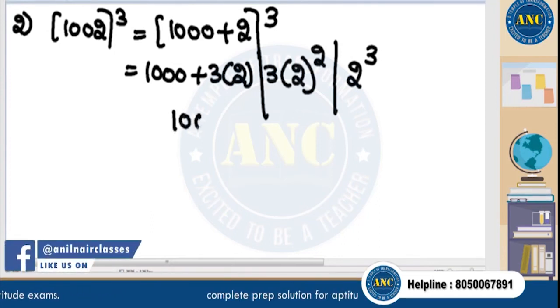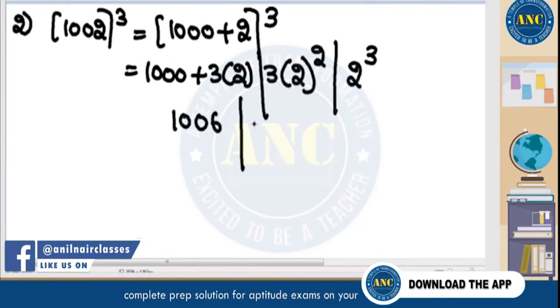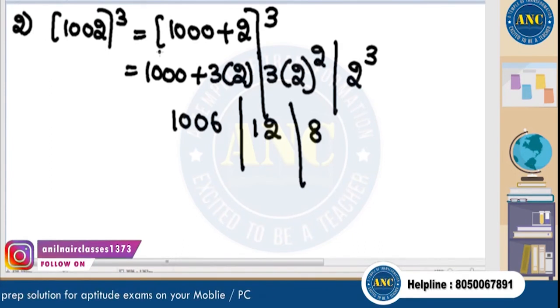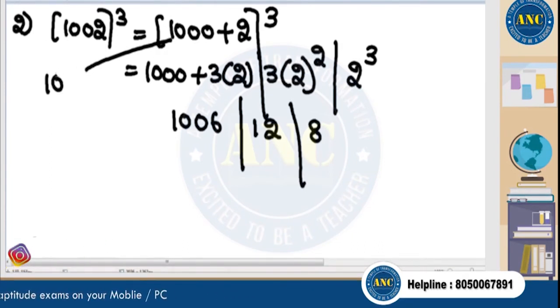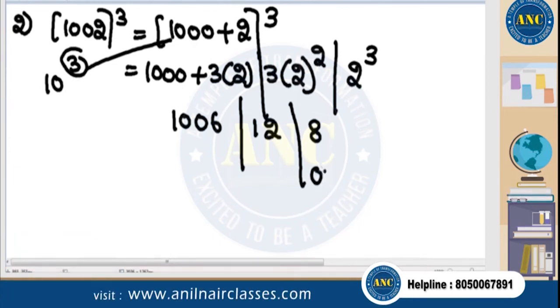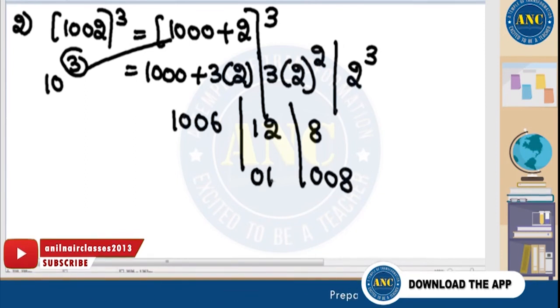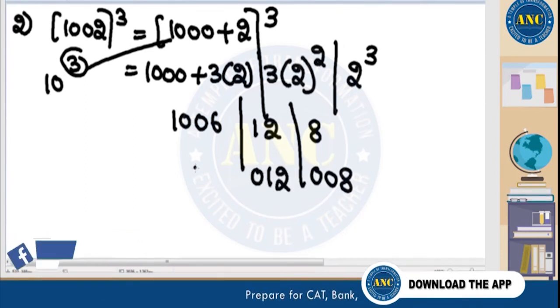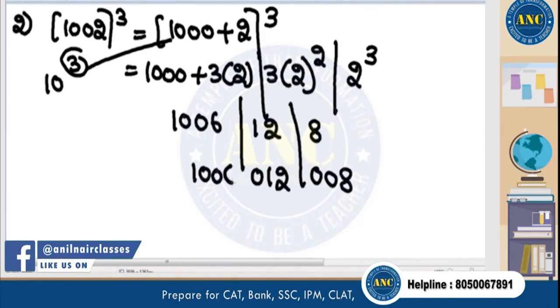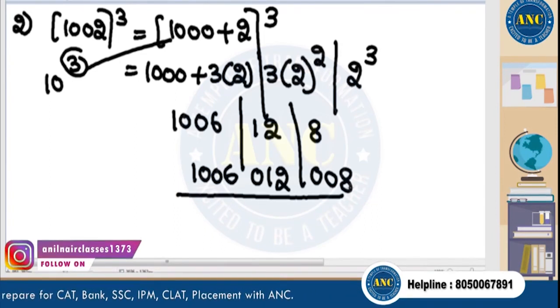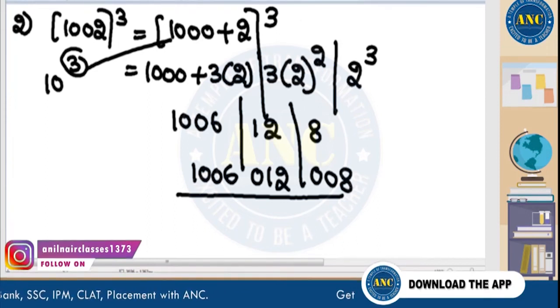1000 plus 6 is 1006. 4 3s are 12. 2 cube is 8. 1000 is 10 power 3. Last two places should have 3 digits. 8 in 3 digits is 008. 12 in 3 digits is 012. Now it is 1006. Answer is 1006 012 008.